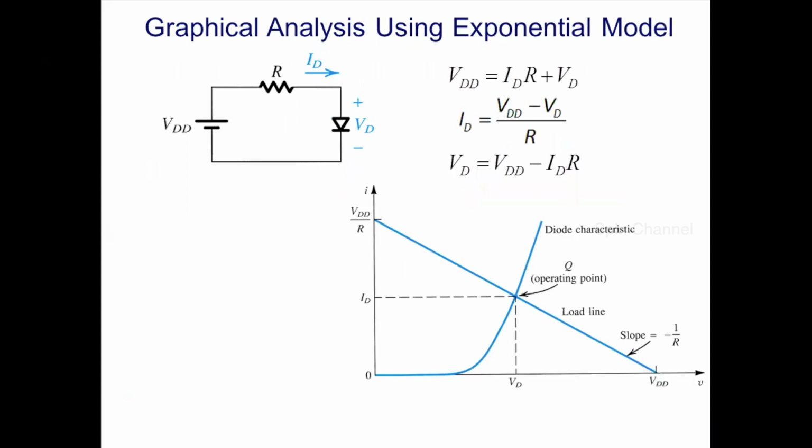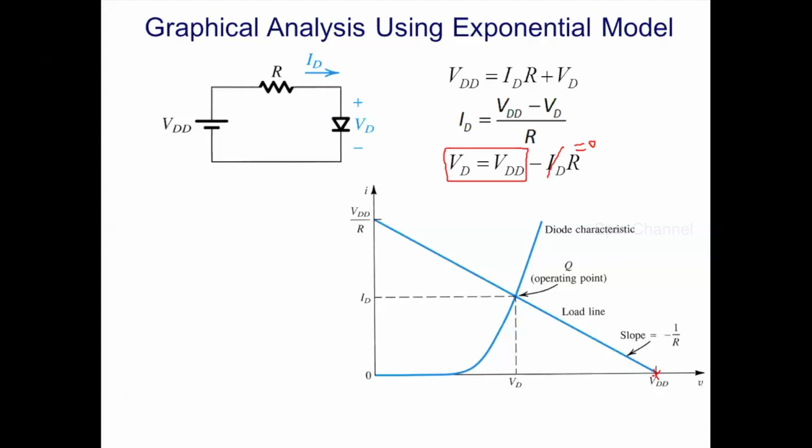So consider this plot, where the curve represents the exponential diode equation, and the straight line is plotted by taking the x and y coordinates. Now how to take the x and y coordinates and plot the straight line? Consider when no current is flowing in the circuit. So when there is no current, that is ID is equal to 0, the diode voltage is equal to VDD. So let us mark a point on the x-axis at VD equal to VDD.